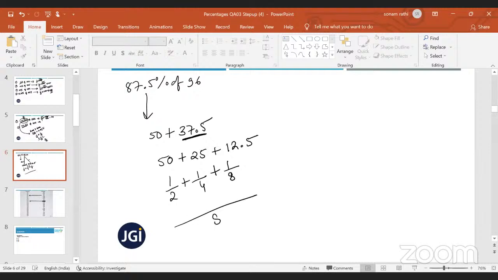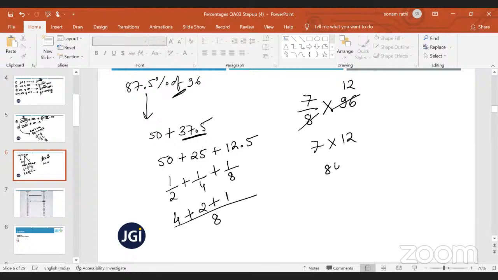Take LCM. LCM will be 8. 4 plus 2 plus 1. So how much will I get? 7 by 8. So 7 by 8 into 96. Eight 12s are 96, 7 times 12 is 84. The answer is 84. Very good. Right? Okay, let's see more examples.